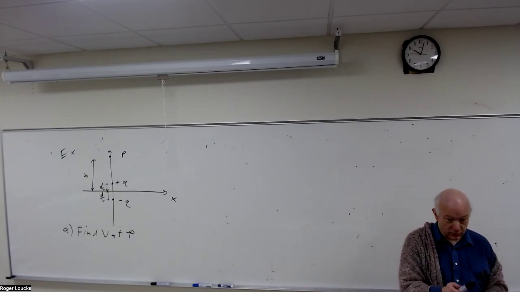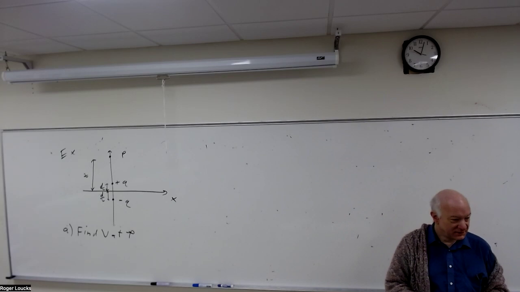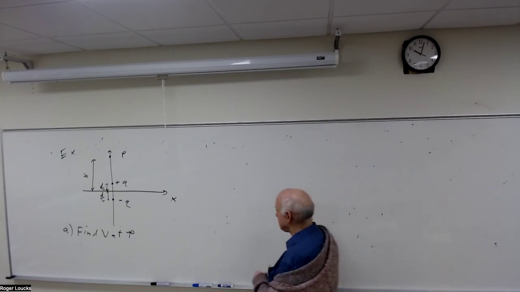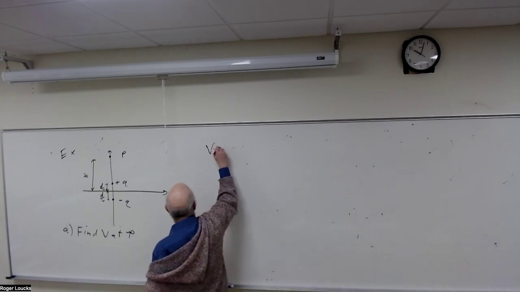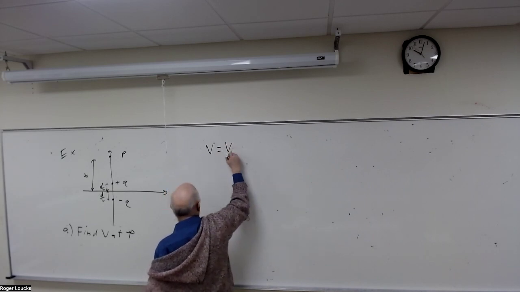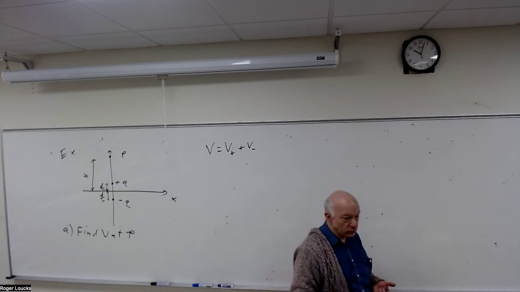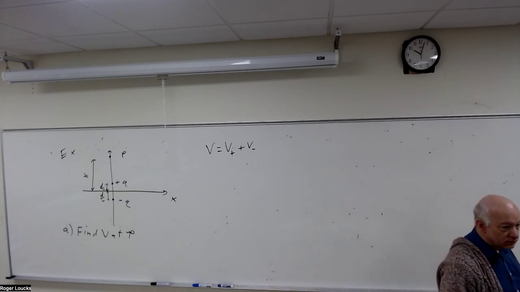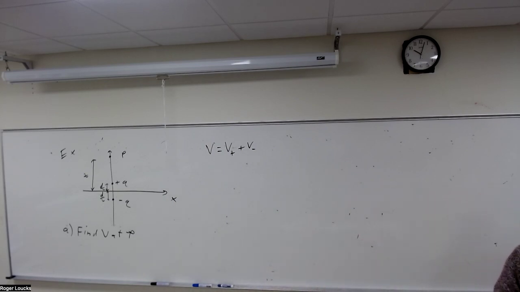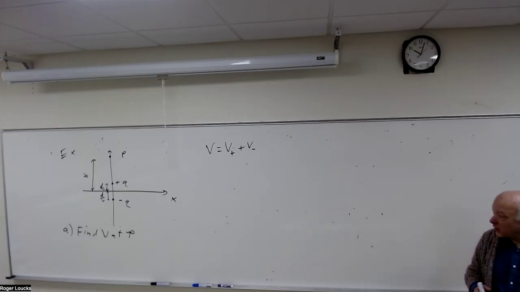Close. Very close. It's going to be V from the plus charge plus V of the minus charge. Why can I do that? Because the voltage is what kind of object? A scalar object. You'd have to go to the scalar part of the zoo to find V. Okay, so we have 2 point charges. What's the voltage for a point charge?